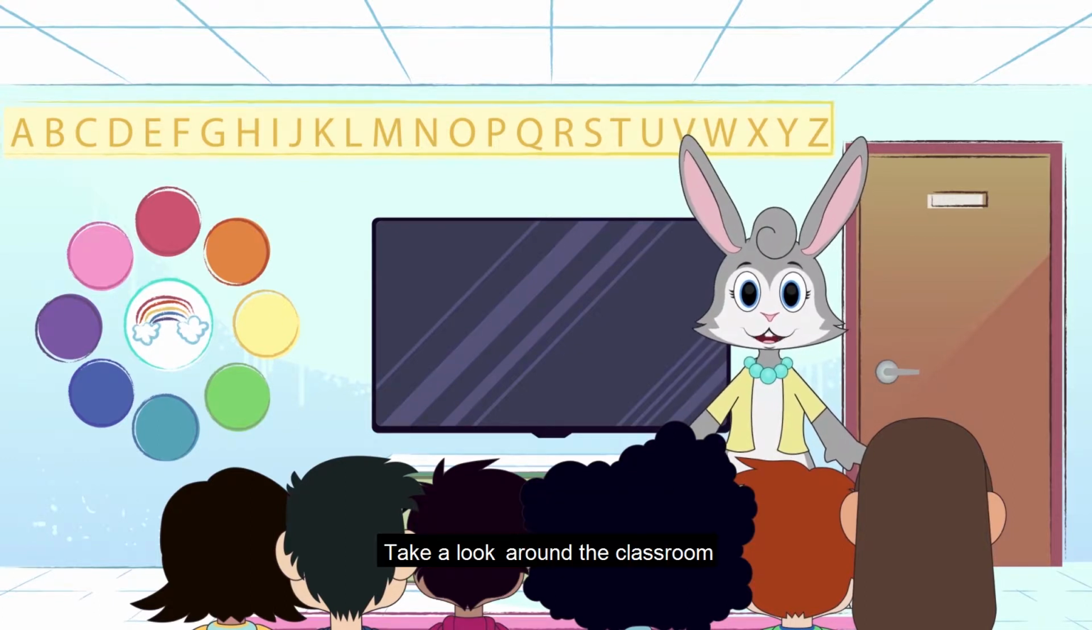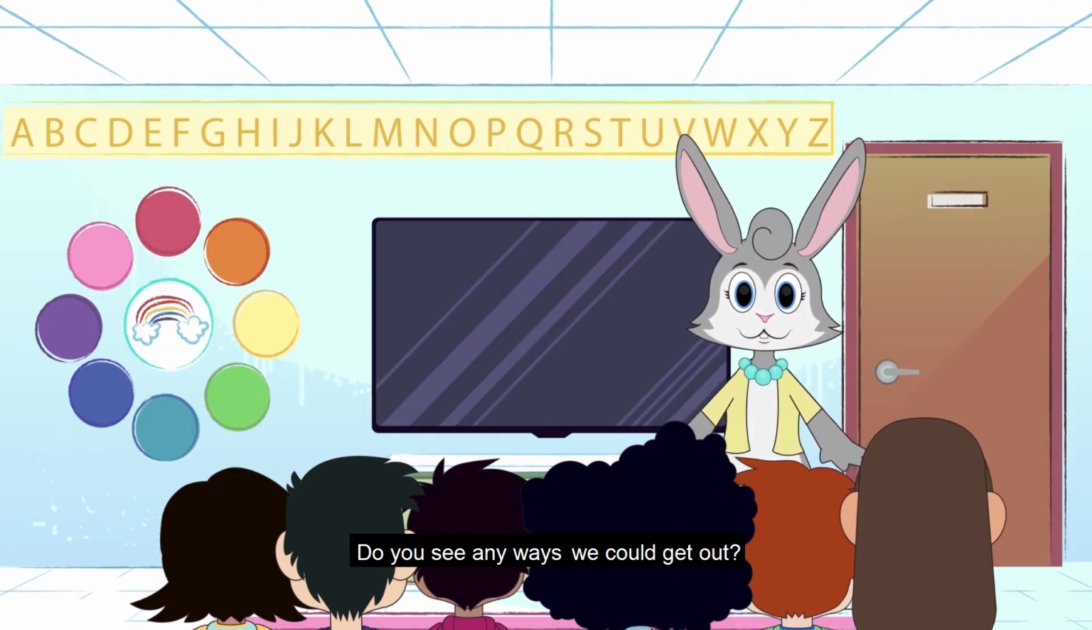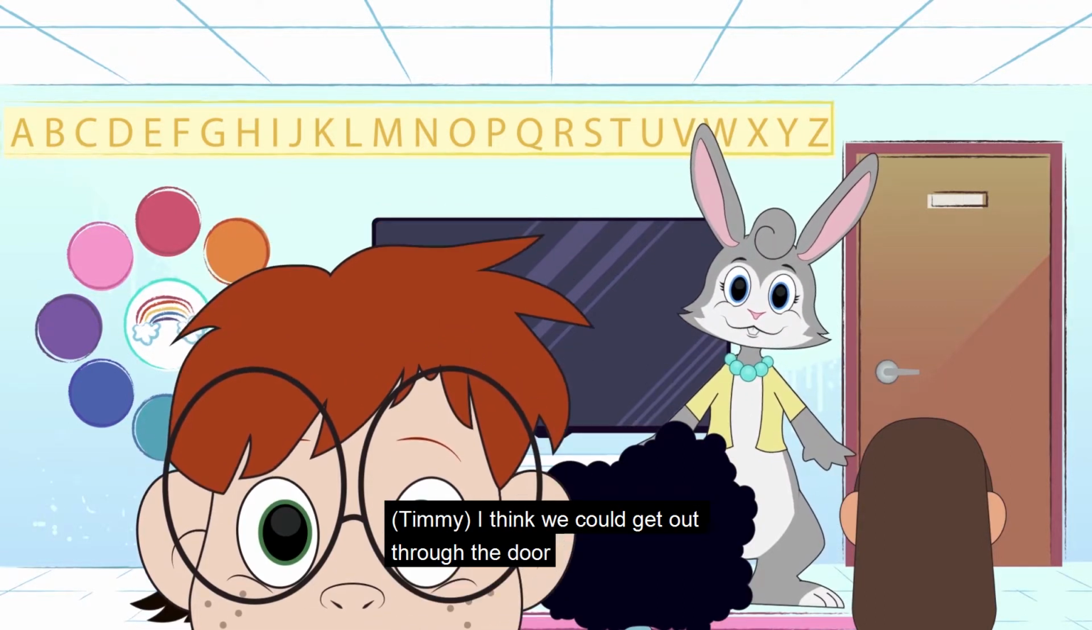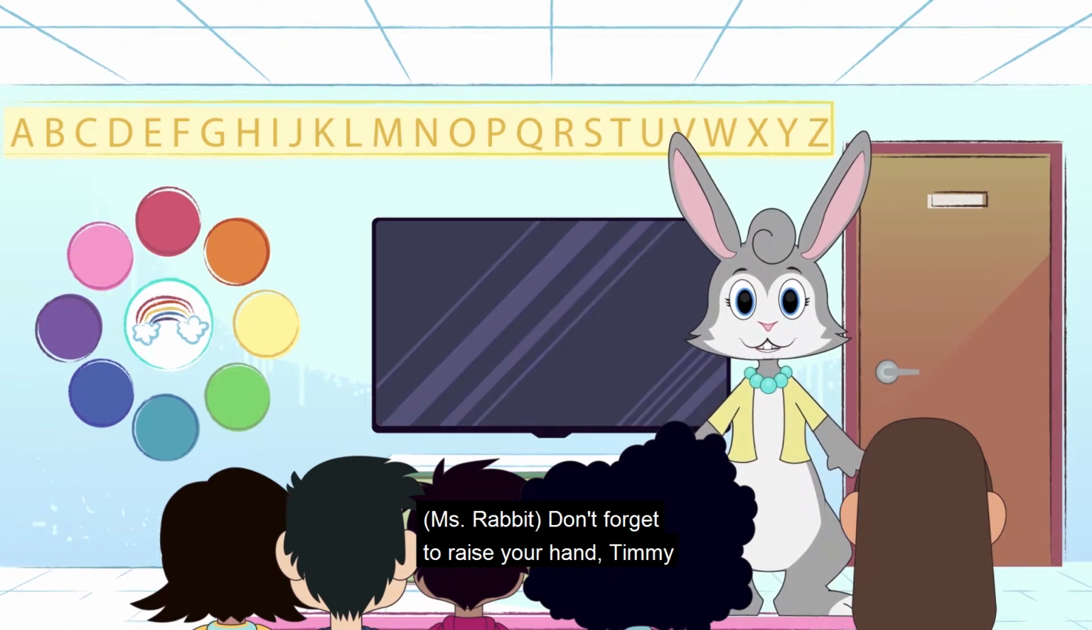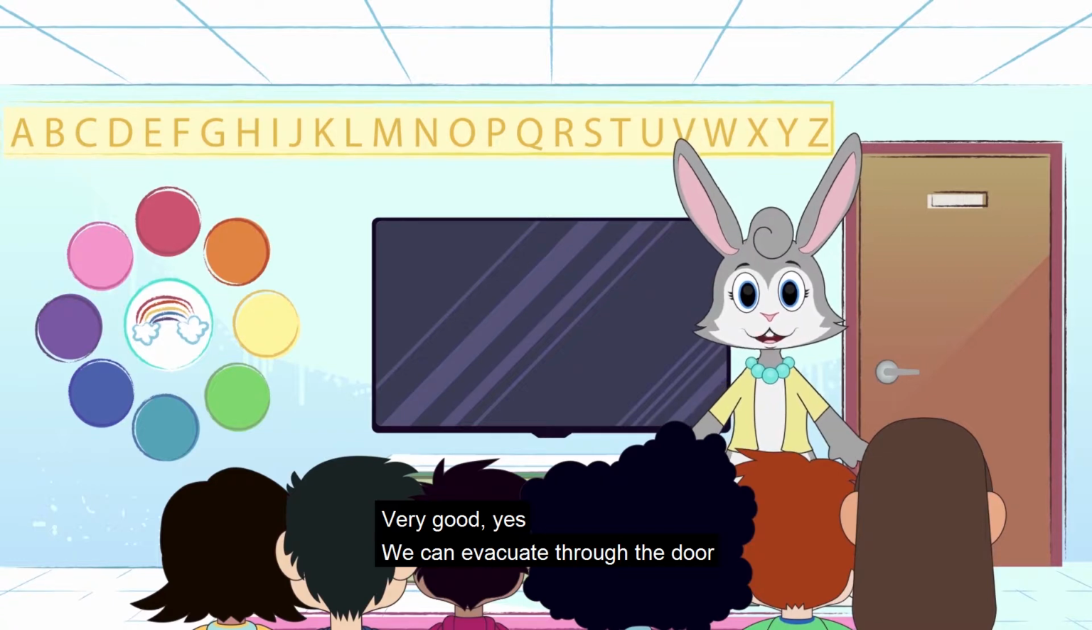Take a look around the classroom. Do you see any ways we could get out? I think we could get out through the door. Don't forget to raise your hand, Timmy. Very good. Yes, we can evacuate through the door.